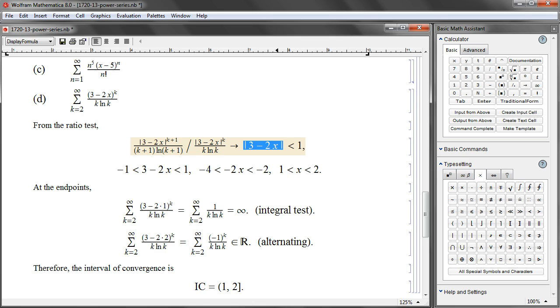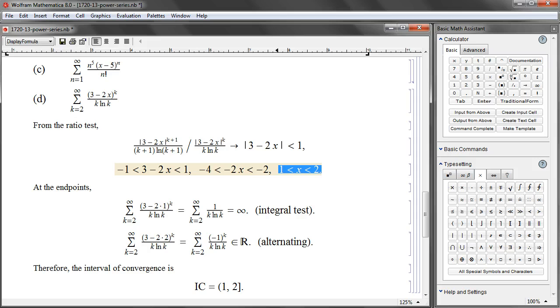And then how about all those k terms? Well, k over k plus 1 is going to 1. And then log of k over log of k plus 1 also goes to 1. So the limit of the ratio is just 1 times this absolute value. So we end up with this kind of algebraic inequality, and we end up with the interior of the interval, the open interval 1, 2. In the exterior, we have divergence.